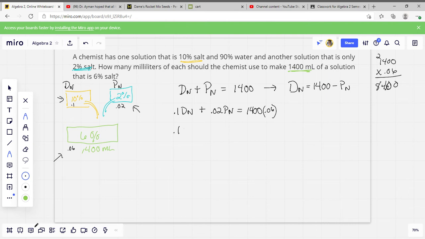So 0.1 Dn plus 0.02 Pn equals 84. Alright, now I have to substitute this value in every time I see Dn. So there's my Dn. So I'm going to say 0.1 times 1,400 minus Pn plus 0.02 Pn equals 84. And now I'm going to distribute that. So 0.1 times 1,400.